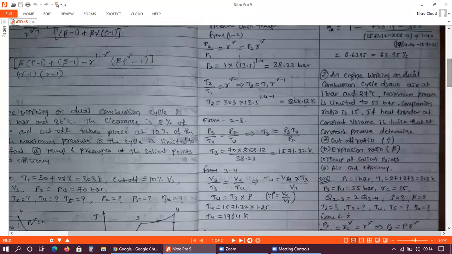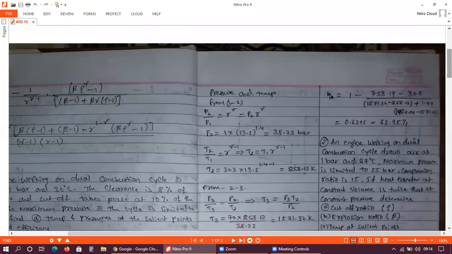Okay, so the steps are simple, but practice is required. Unless we practice, we are unable to solve the problems related to any of the cycles.